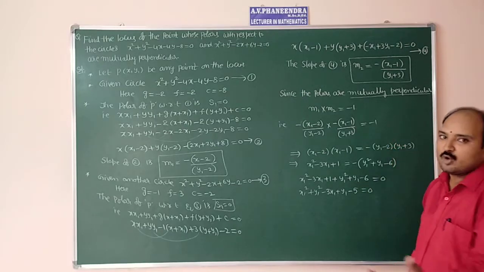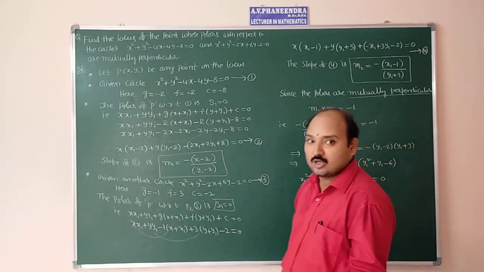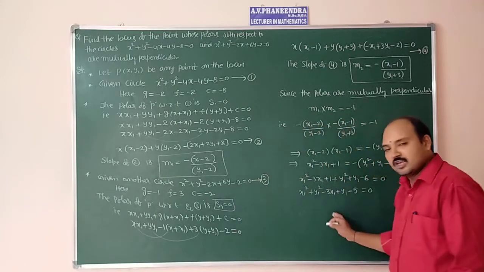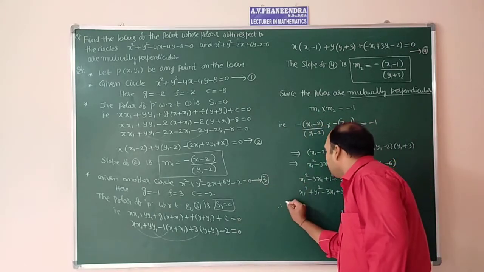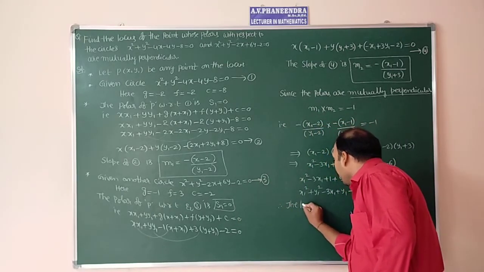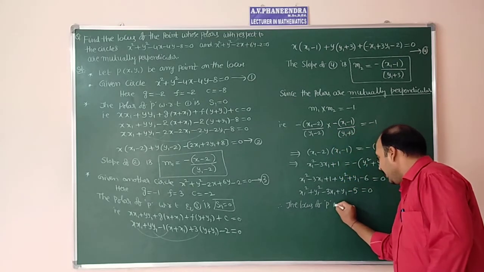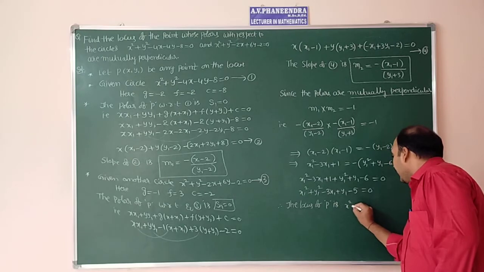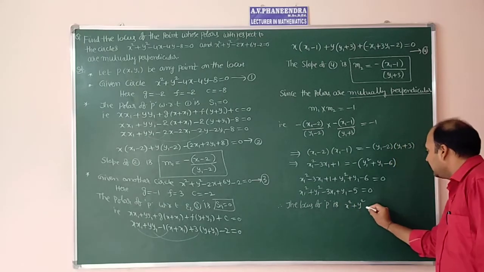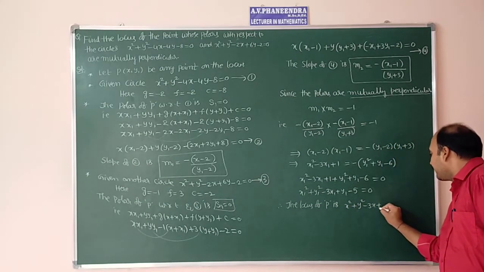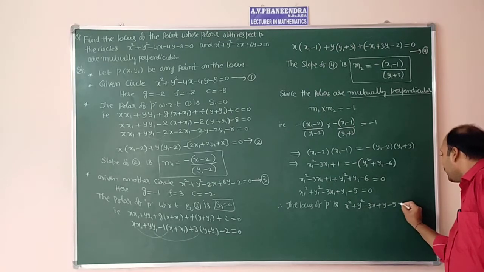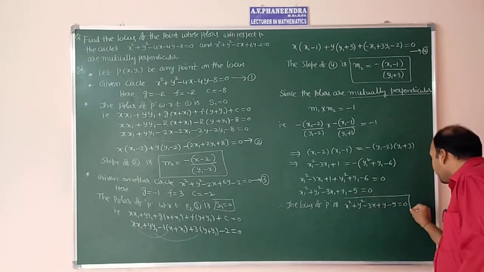Now, whenever you write the conclusion step of a locus, you remove x1, y1 and keep x, y. Therefore, the locus of P is x² + y² - 3x + y - 5 = 0. It also represents a circle.